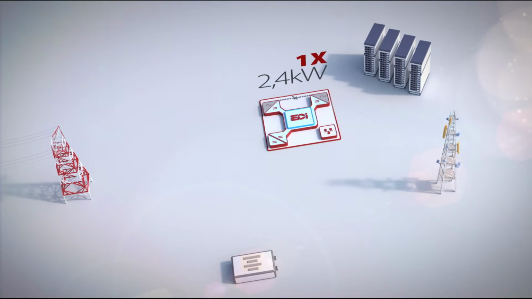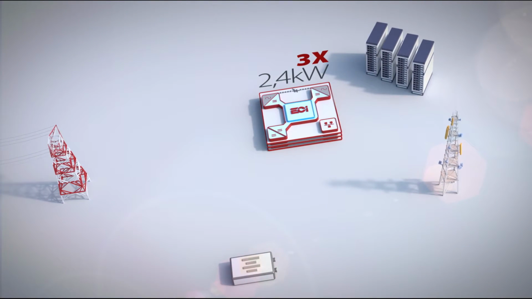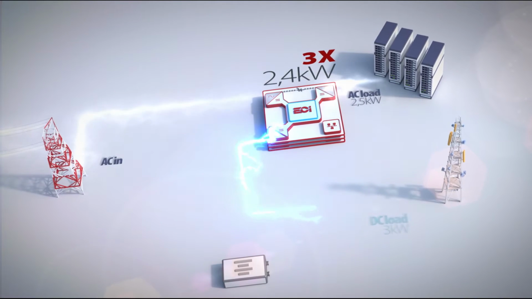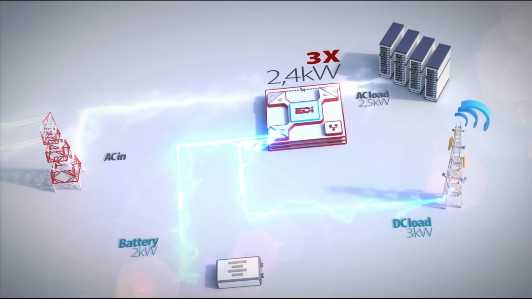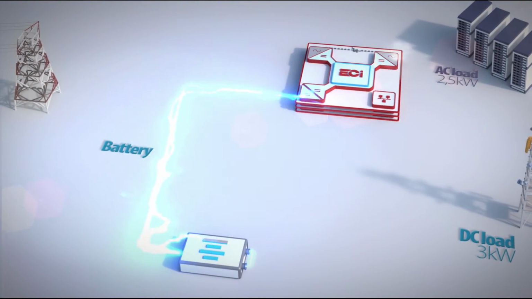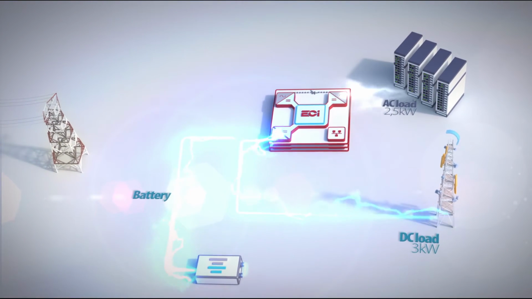ECI modules can be used for critical backup. You can set up a hybrid system where AC in feeds both the AC and DC loads while charging the battery. If AC in fails, the battery supplies both loads.